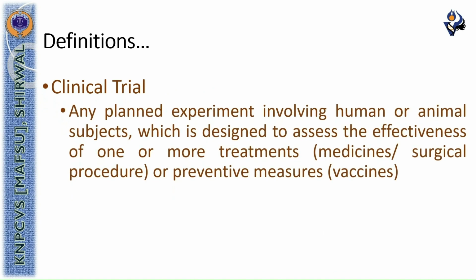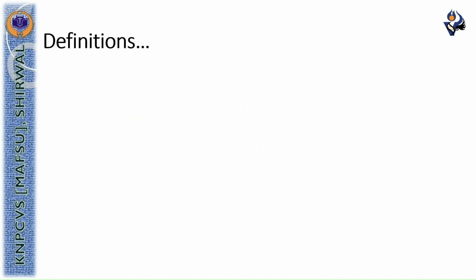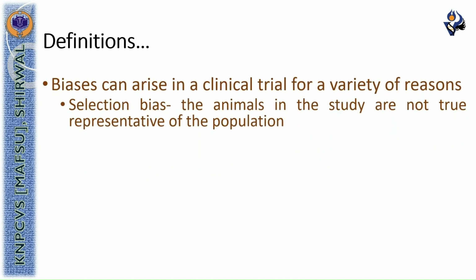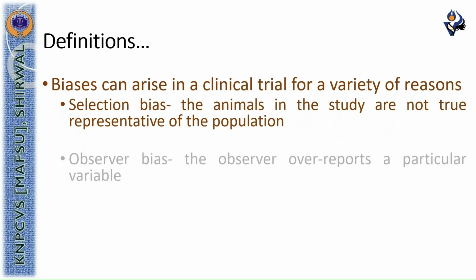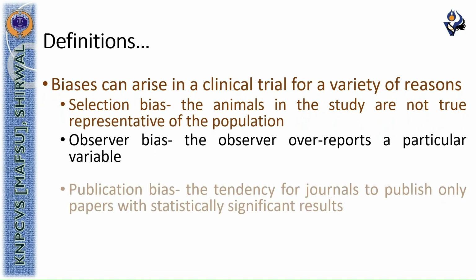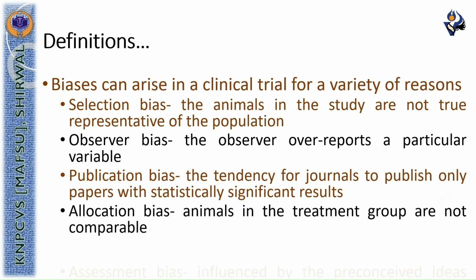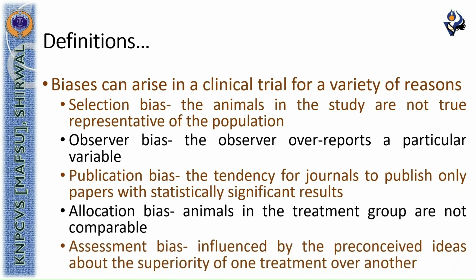Any planned experiment which is involving human or animal subjects, which is designed to assess the effectiveness of one or more treatments or preventive measures, is known as a clinical trial. Biases in a clinical trial can be categorized as selection bias, observer bias, publication bias, allocation bias, and assessment bias.